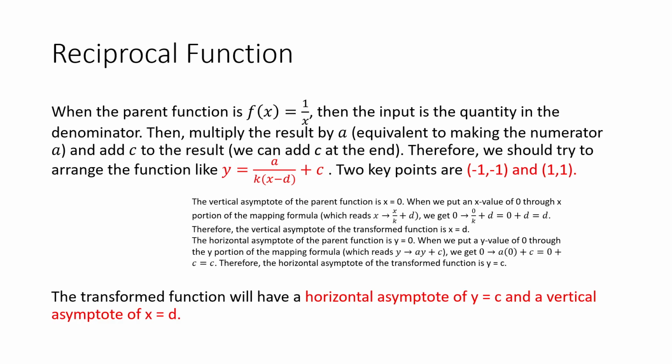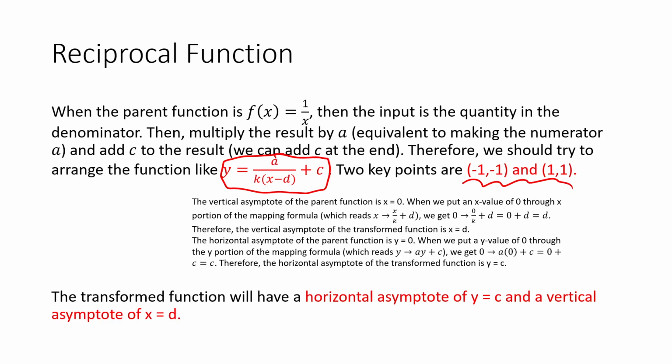And now let's talk about the reciprocal function. When the parent function is f of x equals 1 over x, then the input is the quantity in the denominator. Then we multiply the result by a, which is the same as making the numerator a, and then we add c to the result, adding it at the end. So what we want to do is arrange the function to look like this. And two key points are going to be -1, -1, and 1, 1.